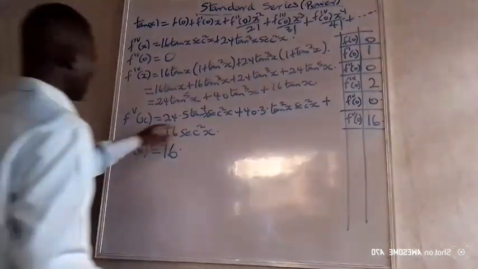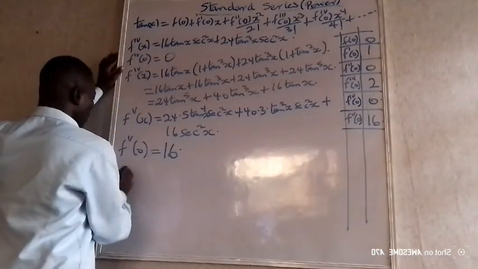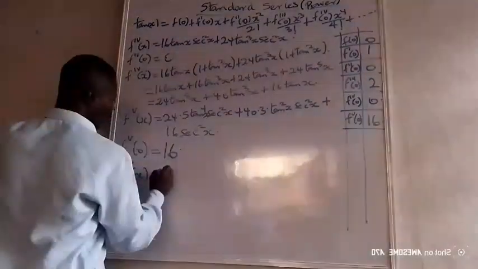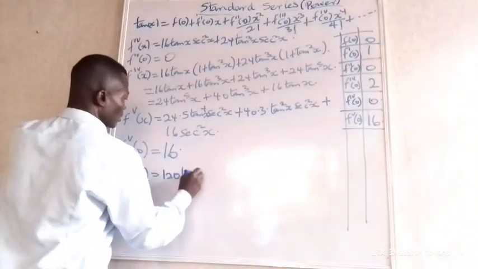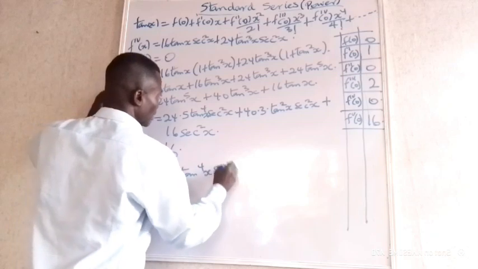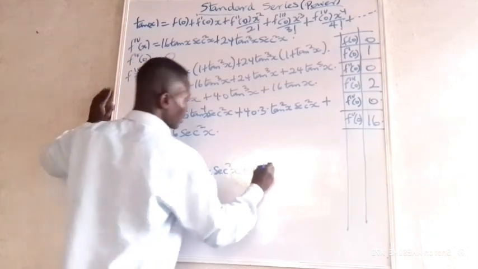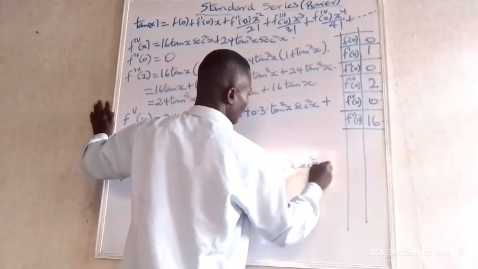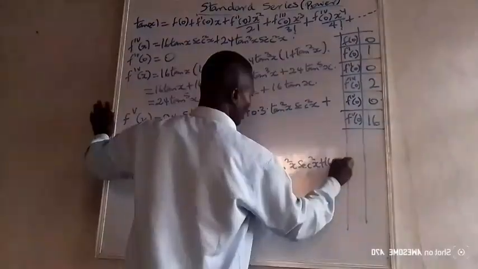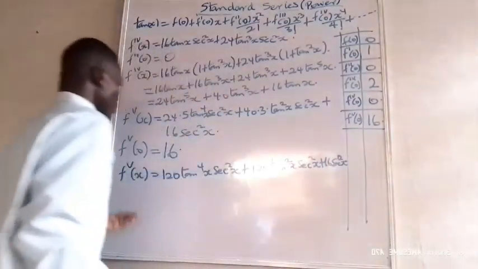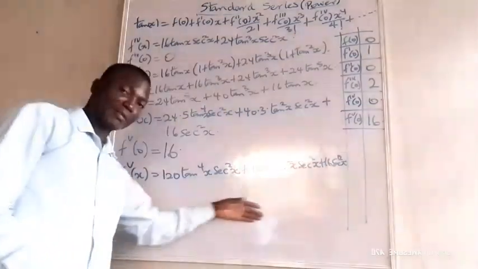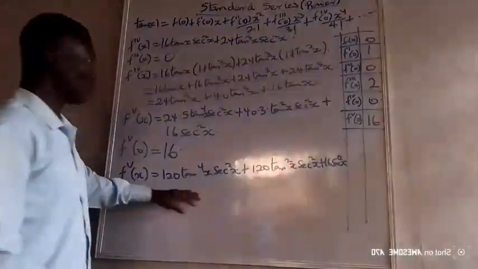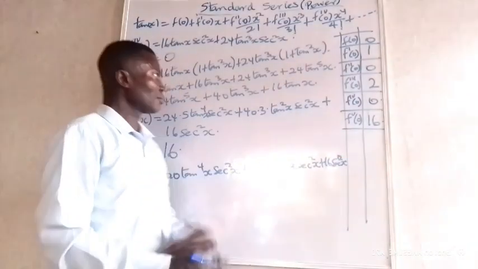So let me express it further. So f5(x) can also be written as 120 tan to the power 4 x sec squared x plus 120 tan squared x sec squared x plus 16 sec squared x. So if I want to find f6, the sixth derivative, I can easily do it now. But I'd rather stop here because of the time.